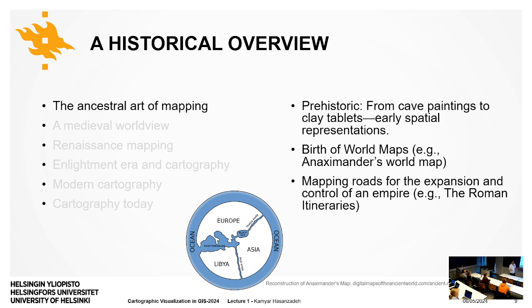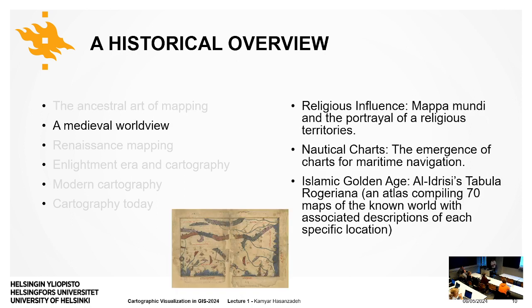In the early days, they were used for expansion of roads and for controlling empires. For example, the Roman itineraries are quite detailed. They are an early example of how maps were used in politics. Then we come a bit forward, to the medieval worldview, where of course things have changed a bit. We have the religious influence. We have maps portraying the religious territories in different areas.